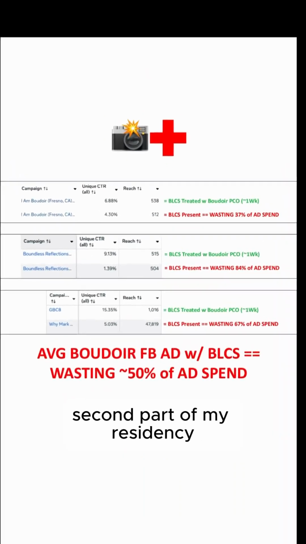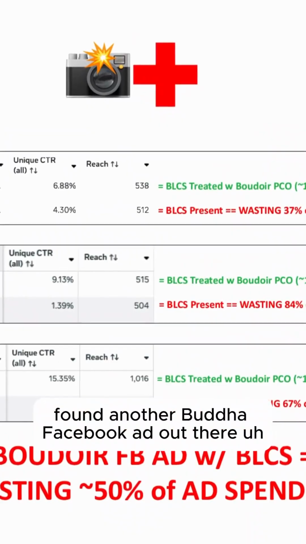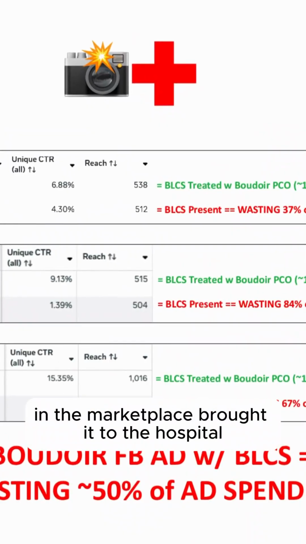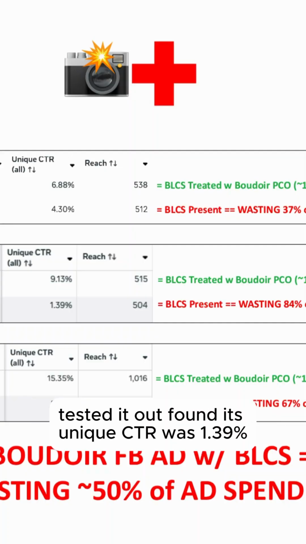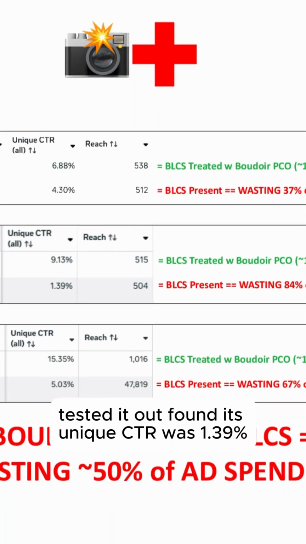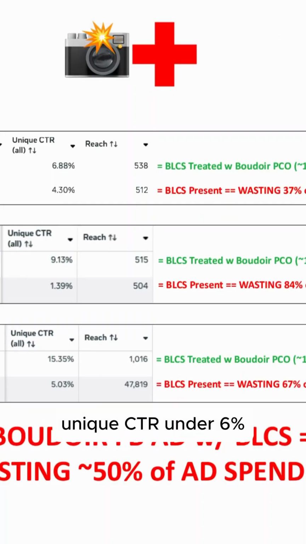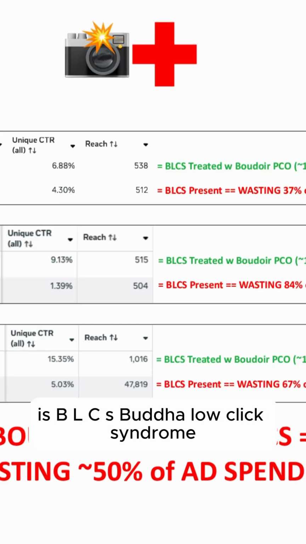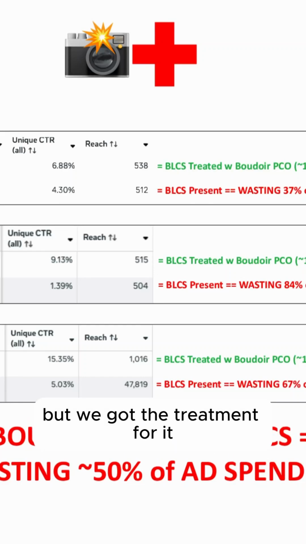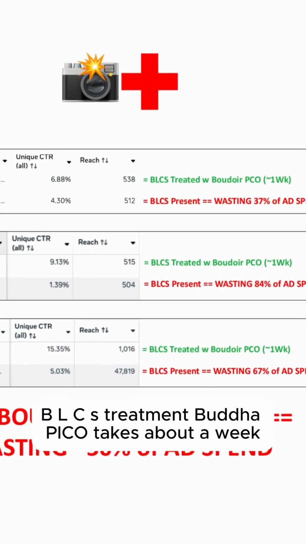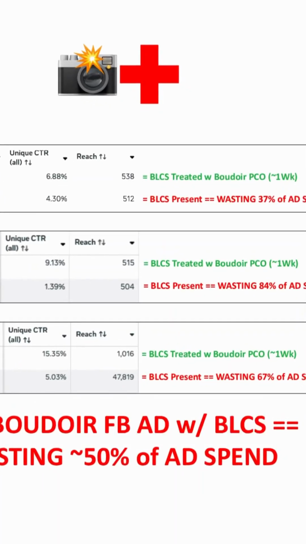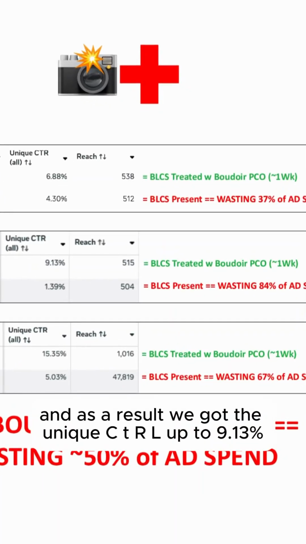All right, second part of my residency, found another Boudoir Facebook ad out there in the marketplace. Brought it to the hospital, tested it out, found its unique CTR was 1.39%. So we discovered that BLCS was present. Unique CTR under 6% is BLCS, Boudoir click syndrome. But we got the treatment for it. BLCS treatment with Boudoir Pico takes about a week. And as a result, we got the unique CTR up to 9.13%.